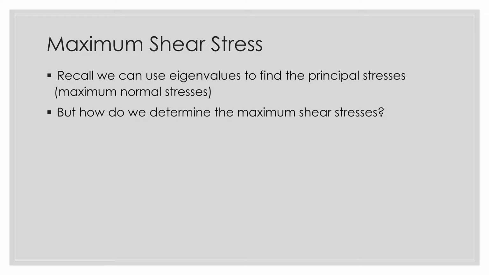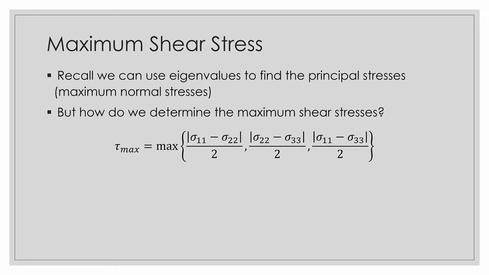Don't worry about it, but just know that maximum shear stress is also very important. As you will see, if we know the principal stresses, we can easily find the maximum shear stress, because all we're going to do is compare two of the principal stresses to each other and divide by 2. So the maximum shear stress is simply the absolute value of sigma 11 minus sigma 22 divided by 2, or sigma 22 minus sigma 33 divided by 2, or sigma 11 minus sigma 33 divided by 2.